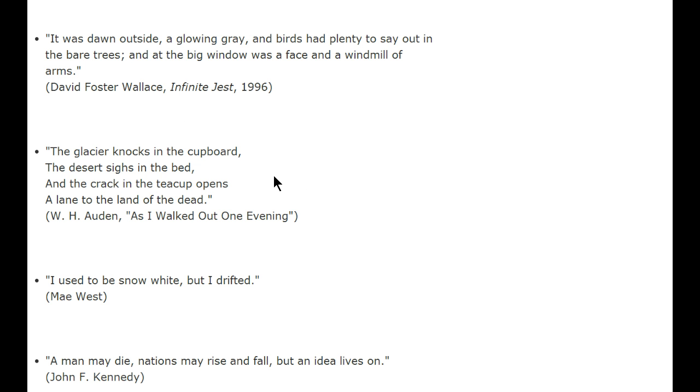This one: the glacier knocks in the cupboard, the desert sighs in the bed, and the crack in the teacup opens a lane to the land of the dead. Okay, very good. These are great examples. You can see that we have complete sentences, we have a conjunction, and that is how you make a compound sentence.